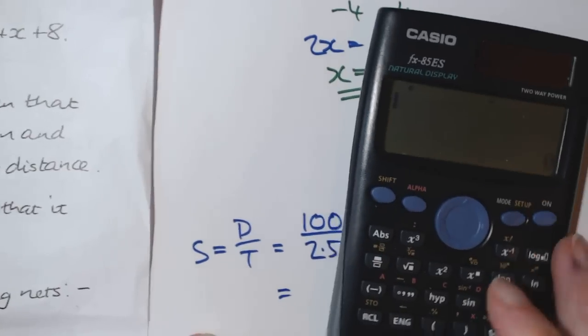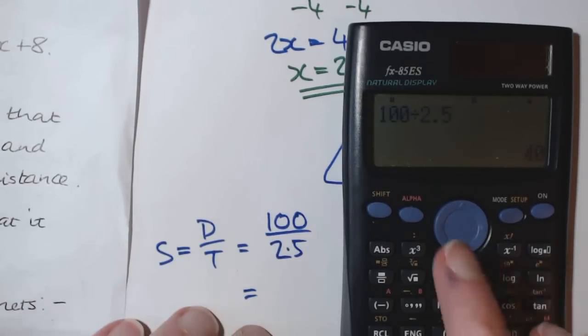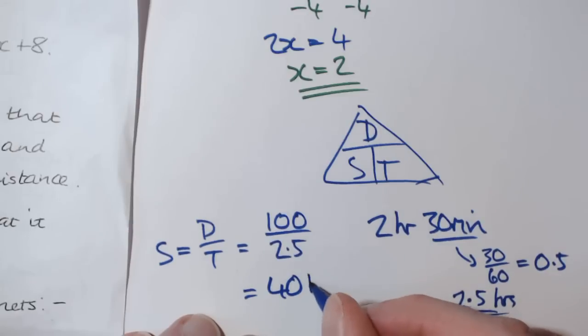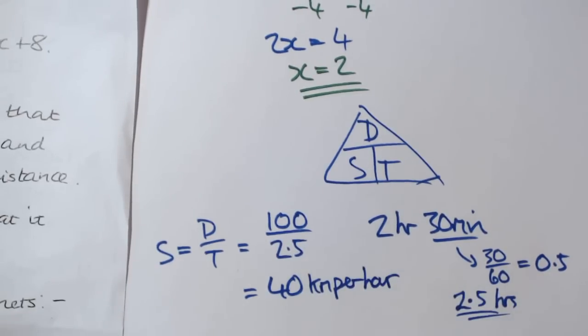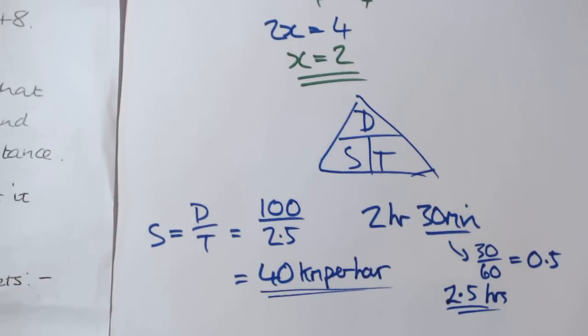And then put it in the calculator. 100 divided by 2.5, that's 40. Okay, so that is 40, and it's kilometres per hour. Just say that, per hour, or write the wee shortcut. Okay, so that's essentially how you do that one.